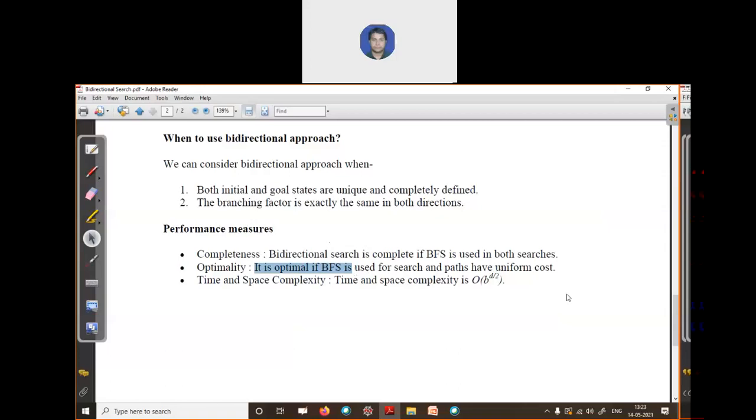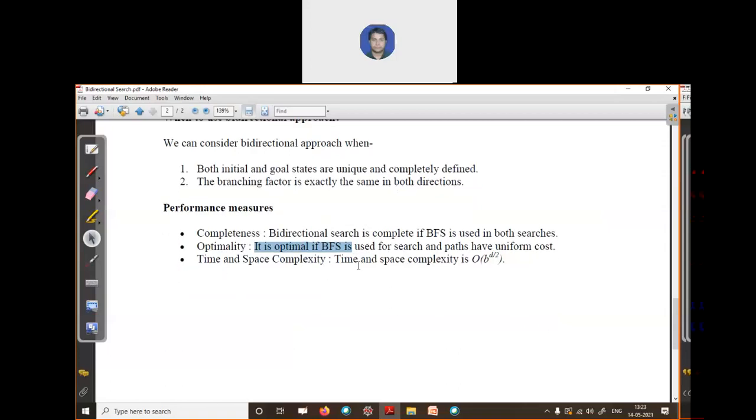And the time and space complexity, as we discussed, of this search technique is B to the power D by 2. Is it clear? If it is clear, you can write in chat.